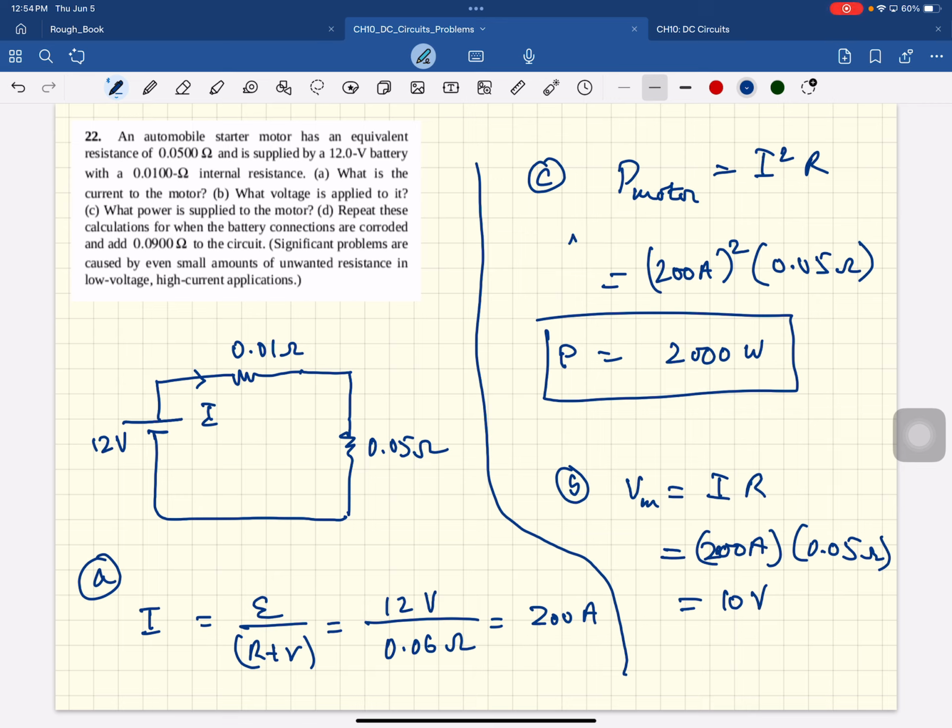Okay, so there's C. And repeat these calculations when the battery connections are corroded, and add 0.09 ohms to the circuit. So this would become 0.09, so that becomes 0.1 ohms. Okay. And so you can do the calculations. The current will decrease and all that kind of stuff.